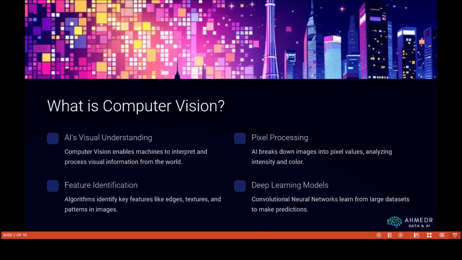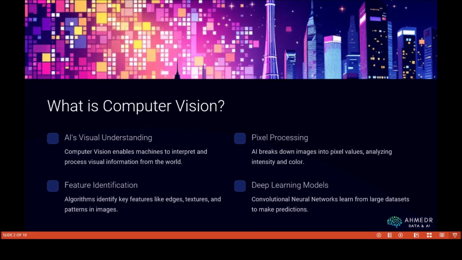Computer vision is a subfield of AI that enables machines to process and interpret visual information from the world, just like humans do with their eyes. It's a technology that powers everything from self-driving cars to medical imaging.